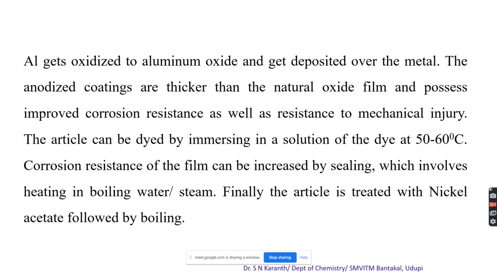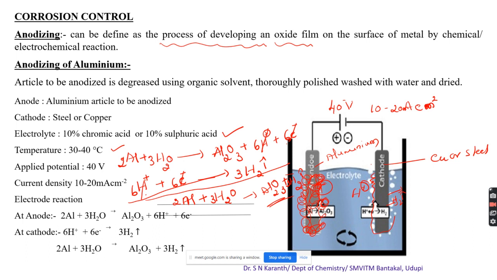If you want to dye the product, you can introduce a suitable dye at a temperature of 50 to 60 degrees Celsius. The article is dyed by immersing it in a solution of the dye stuff at 50 to 60 degrees Celsius. The corrosion resistance of the film can be increased by a sealing process, which involves heating in boiling water or steam. Finally, the article should be well washed with nickel acetate. This way we can carry out the anodizing process.